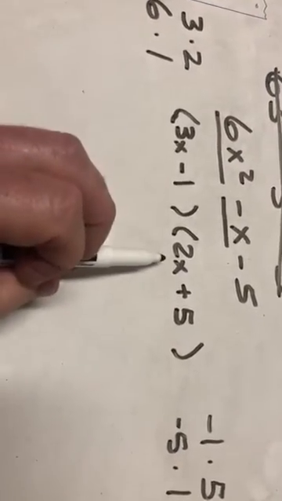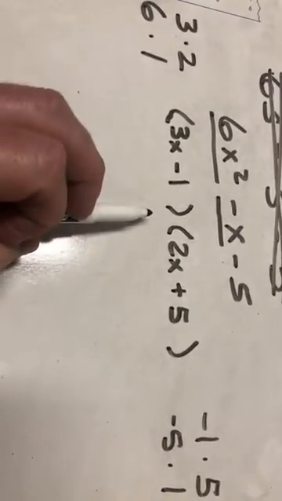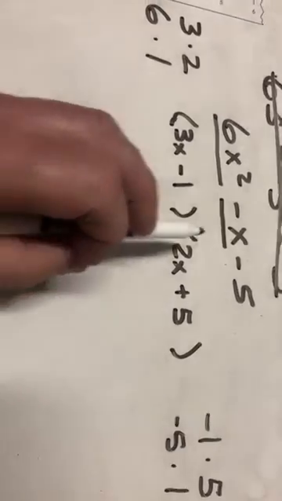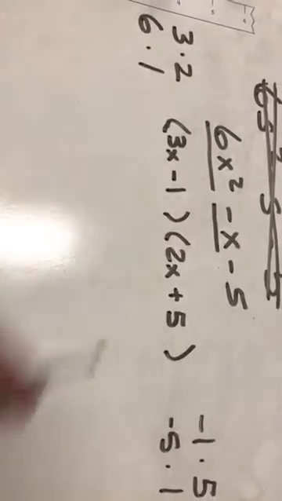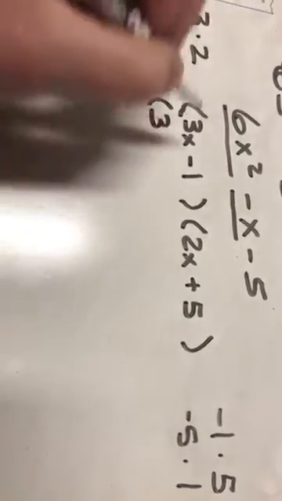Negative 1 times 2, which is the inner, that's negative 2. When I combine 15 and negative 2, that's 13, not negative 1. This is not the answer I want. All right, so this is trial and error.